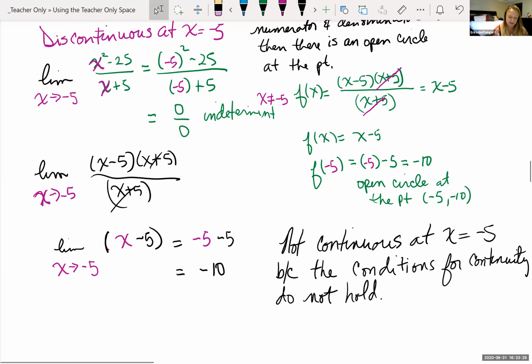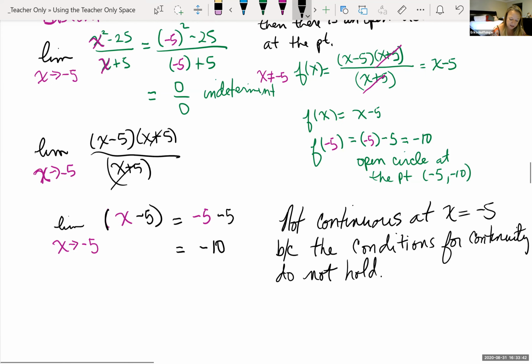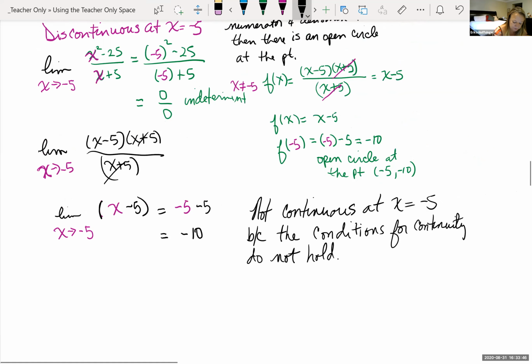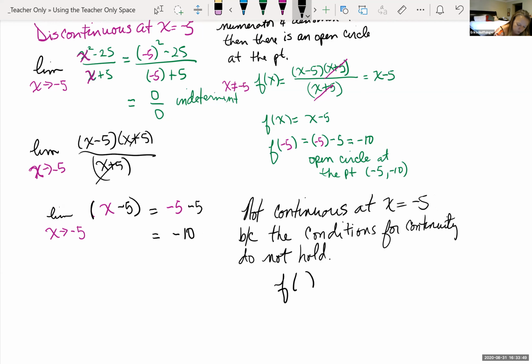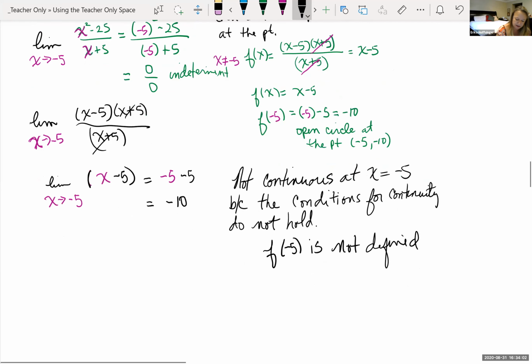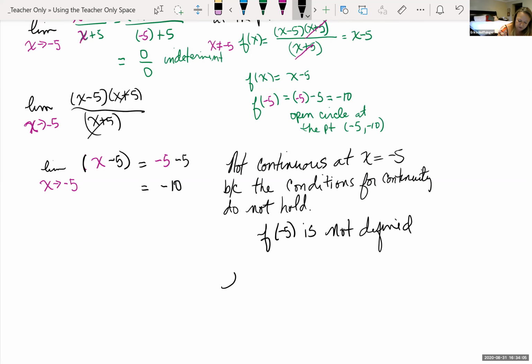Well, first of all, f of c, or whatever value we thought it was not continuous at, had to be defined and give you back a value. And we saw that at x equals negative 5, it was not defined. So one of them that doesn't hold is that f of negative 5 is not defined. And the other case: the limit does exist, but they're not the same. The limit as x approaches negative 5 of f of x is not the same thing as f of negative 5.